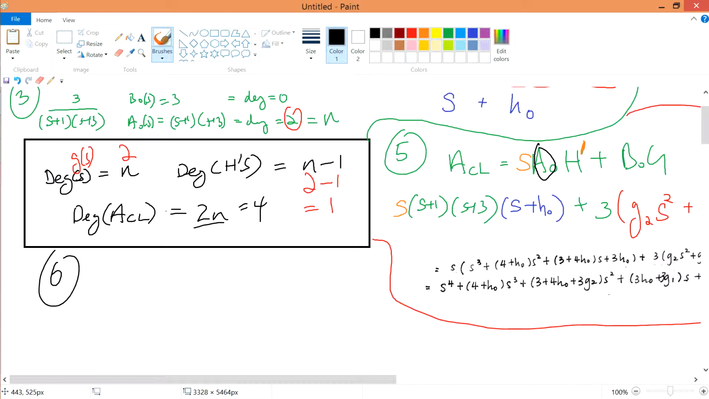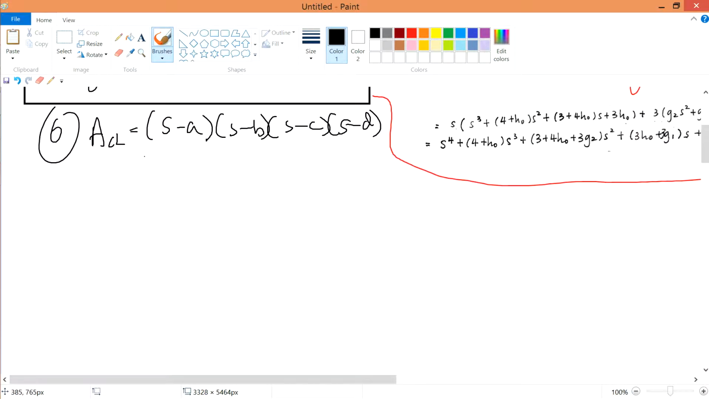I mean your degree of order is 4, and therefore we will have 4th order. So our ACL will be something equals to some A, S plus A, S plus B, things like that. But we know that normally they like to write it as S minus A, S minus B, S minus C, and S minus D.